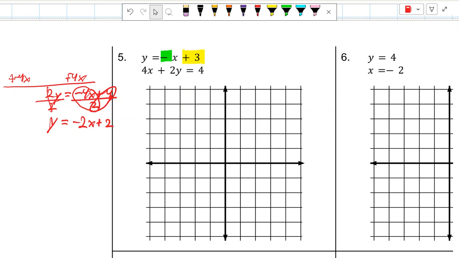Okay, so now we have our second equation with a b and a slope. Notice that our two slopes highlighted in green are different, so we know we're going to get a solution. So let's go ahead and graph the top one first at 3. That's our y-intercept, and our slope is negative 1 over 1. So down 1, right 1.